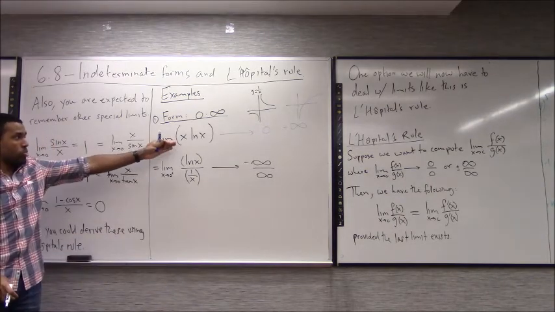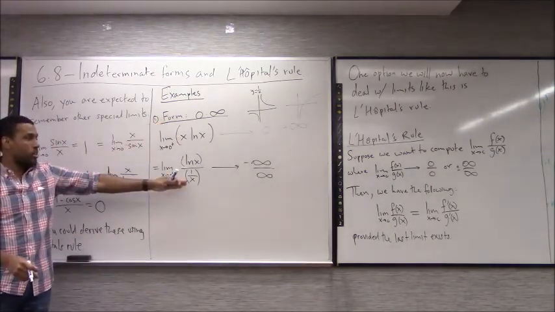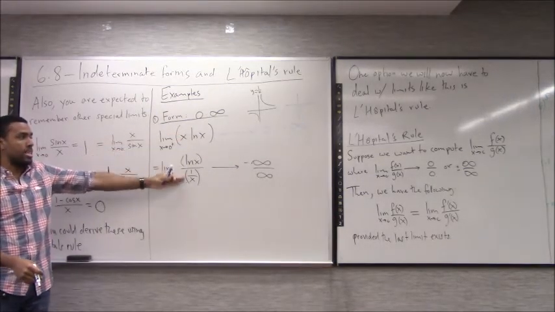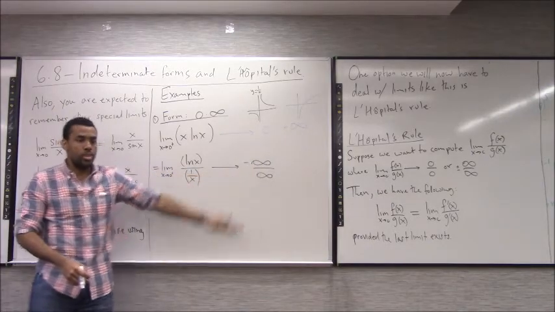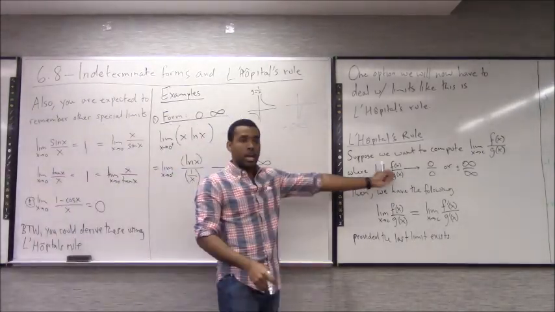So by doing this little rewrite, writing my x as 1 over x, I can now describe this guy, which before was 0 times infinity, as infinity over infinity. And because I can describe him as that, I can apply L'Hopital's rule.